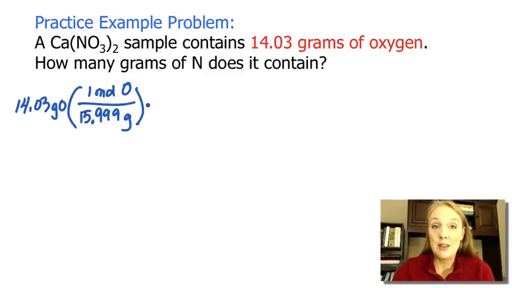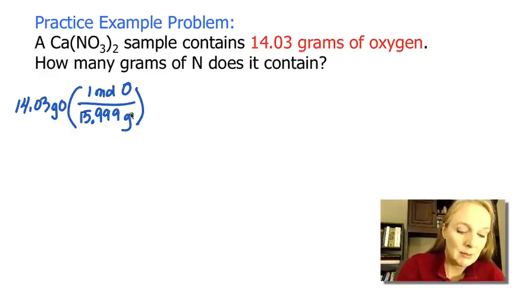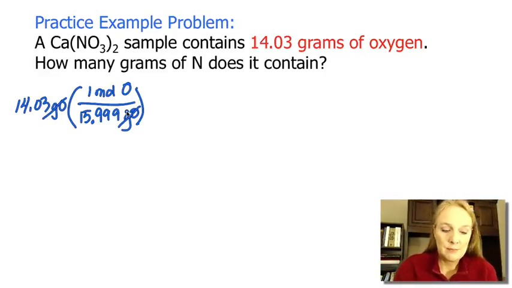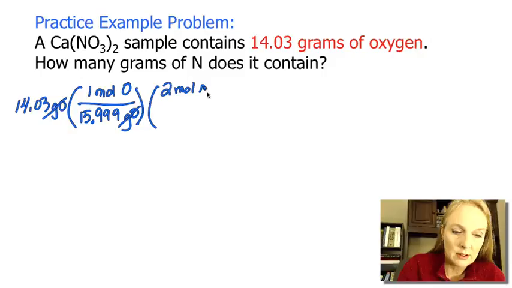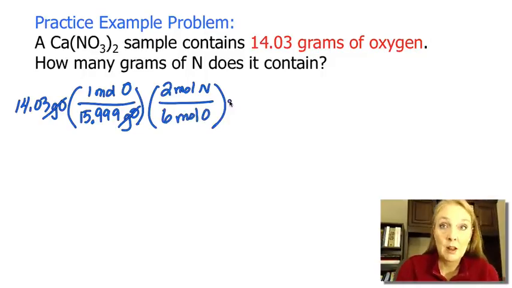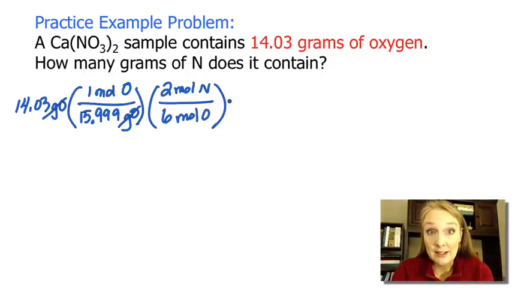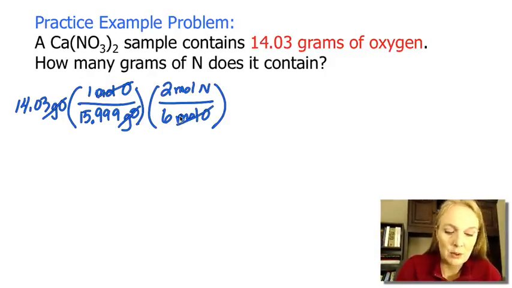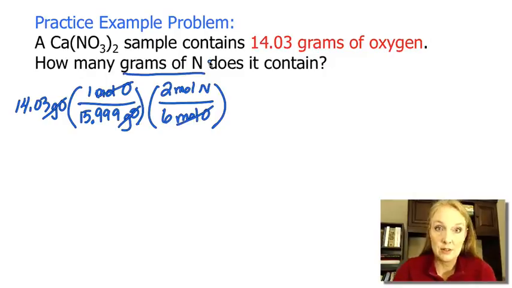Then I want to convert that number of moles of oxygen, because remember, my grams of oxygen has canceled out, into moles of nitrogen. I can inspect the compound's formula and determine that there are 2 moles of nitrogen for every 6 moles of oxygen. You could also use 1 to 3 here if you'd like. So now my moles of oxygen is canceling out, and I have moles of nitrogen. But ultimately, I'd like to find grams of nitrogen.